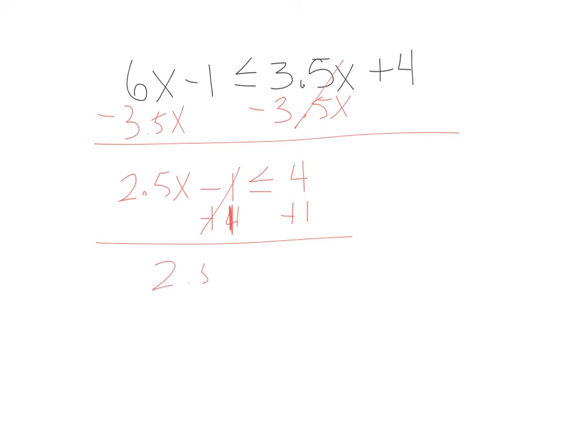We have 2.5x is less than or equal to 5. I know I'm not going to flip on this one because my coefficient is positive. I'm going to divide by a positive number, 2.5, on each side. And so we have x is less than or equal to 2.